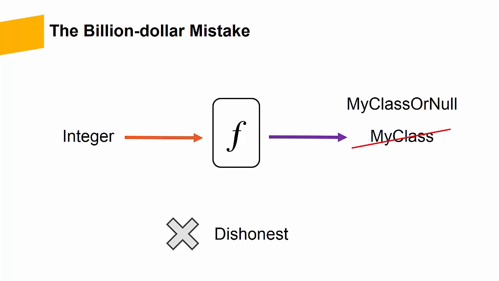So sometimes that's exactly what you need, but sometimes you just want to define an output as my class without the possibility for it to turn into null. And the problem here is that in C# and Java and other code bases, it's not possible to distinguish between nullable and non-nullable reference types.